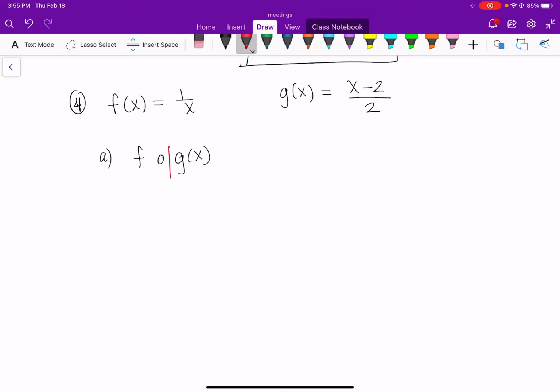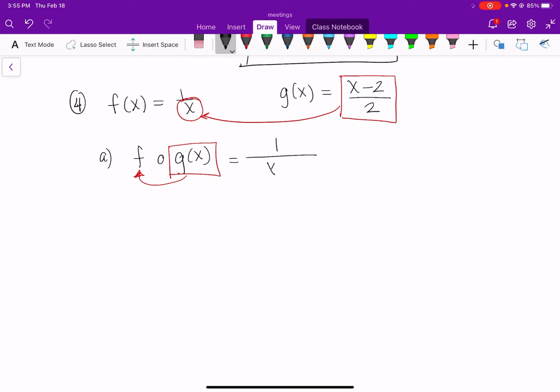And we are going to have to do some simplification with the fractions. So we're going to take the g of x function and substitute it in for the x in f. So this is our g of x function, x minus 2 over 2, and we're going to plug that into that x right there. So this is going to be 1 over x minus 2 divided by 2. And again, this is one of those instances where we do actually need to simplify.